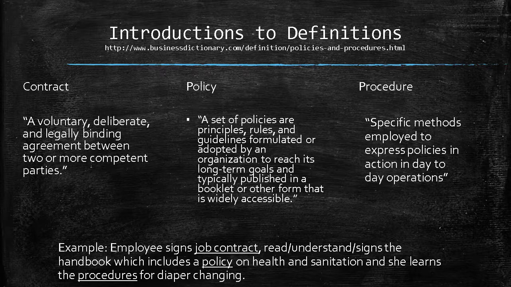When we look at policies, a policy is really a principle or a rule or a guideline that an organization creates to reach its long-term goals. And then a procedure is how we express those policies in our day-to-day operations. So my example for this is an employee signs a job contract. It's a job agreement telling her when she will be at work, how much she will get paid. Then during her training, she reads, understands, asks questions, signs her employee handbook, and that includes a policy on health and sanitation. What we want people to know about health and sanitation, we've written a policy about it, and then she learns the procedures for diaper changing. So diaper changing is part of how we express our health and sanitation policy.